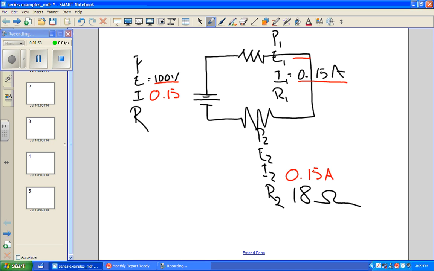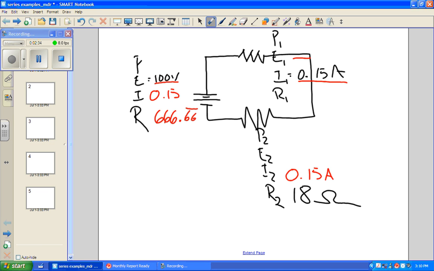So let's just do some dividing. Now remember, if you write it P-E-I-R, if you're going down, you know you can divide. So 100 divided by 0.15 is what? No, I don't think it's 200. 666. Say again? 666.66? In other words, it's continuous, which means it's 666 and 2/3.